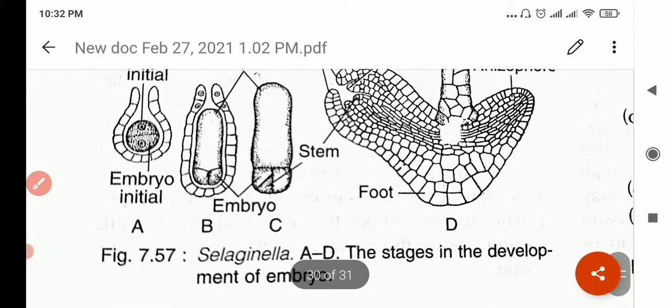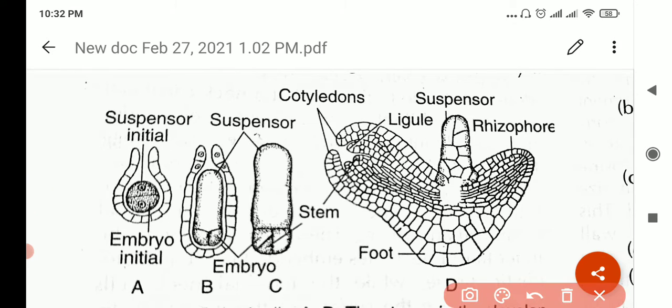Here you can see the embryo divided into an embryo initial and a suspensor initial. The suspensor initial will give rise to this suspensor. Then again the embryo will divide this way to get 2-celled, and then it will divide again to get 4-celled. Then it will keep on dividing until it produces a foot, and in between the foot and the suspensor is the rhizophore. The rhizophore is the root-like structure. I think we have done about the rhizophore.